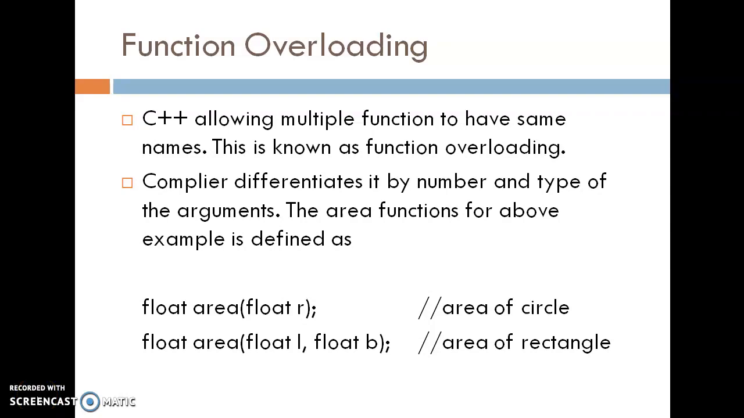Function overloading. C++ allows multiple functions with the same name, and that is known as function overloading. But what must be the difference between the two functions with the same name? The return type of the function may be different, or the number of arguments may be different. So the compiler differentiates the two functions by the number and type of the arguments. For example, there are two functions area, but here there is a single argument r, and here there are two arguments.